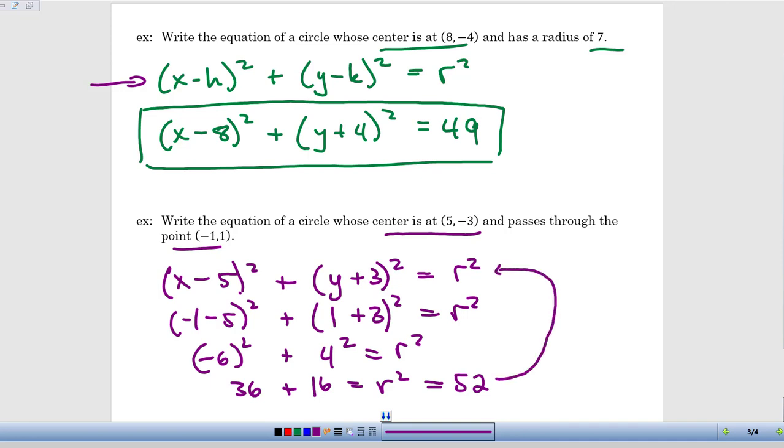But since we're not graphing, we're just trying to write the equation, we need r², we don't need r. So we don't really have any more work left to do. We can just finish off our equation. So we've got (x - 5)² + (y + 3)² = 52. And so there's the equation of our circle that has these features that were described for us.